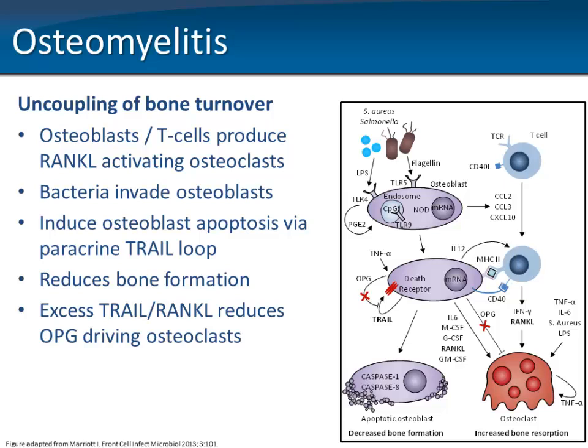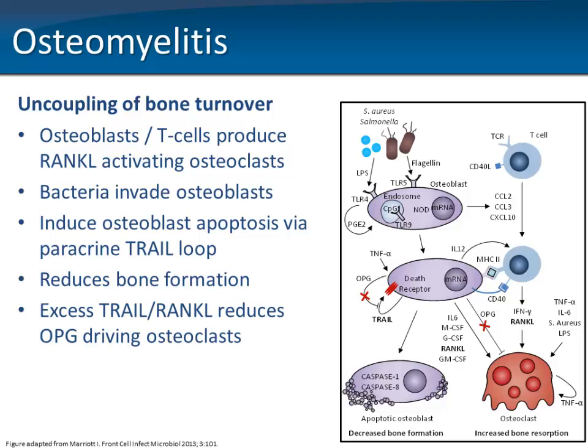So that means that in the environment of infection, you will have an excess of RANKL. An excess of RANKL means that you have an excess activation of osteoclasts. And an excess activation of osteoclasts means that you have far more bone destruction than you will have bone creation.